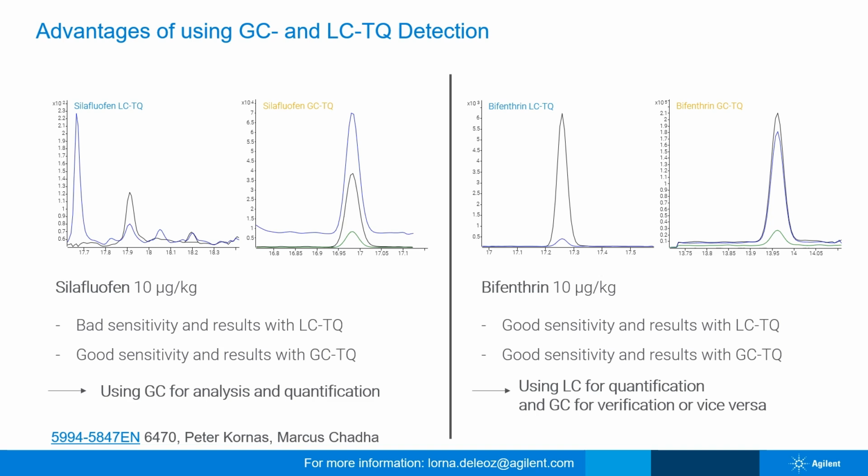On the left, the sensitivity for cyflufenamid... silafluofen using LC-MS detection is bad, and this is where GC-MS can help out, because this compound can be analyzed easily with good sensitivity and validation results. The use of the other technique for confirmatory analysis can be demonstrated for bifenthrin on the right. This compound can be reliably quantified using both techniques with good sensitivity and results.